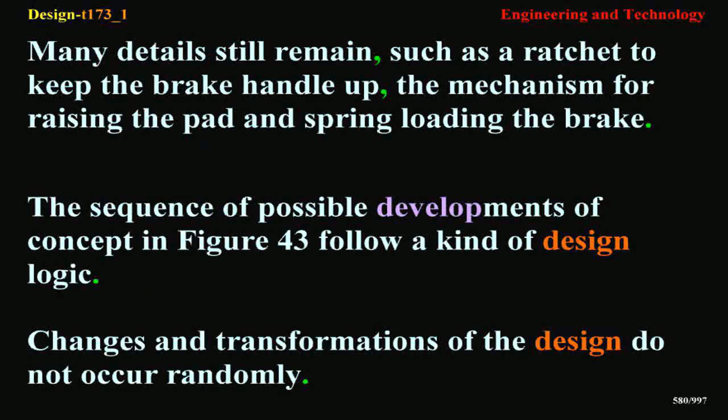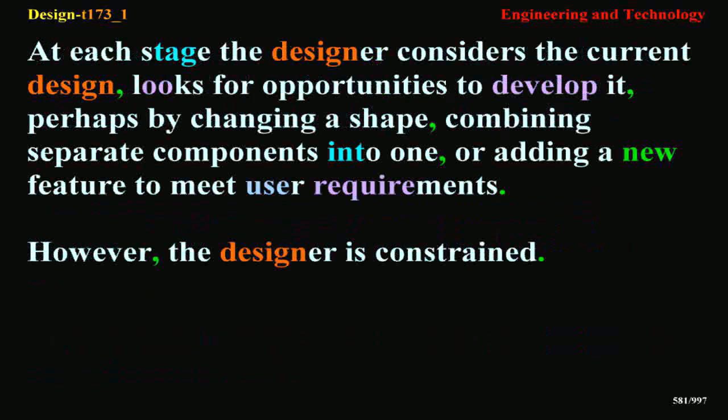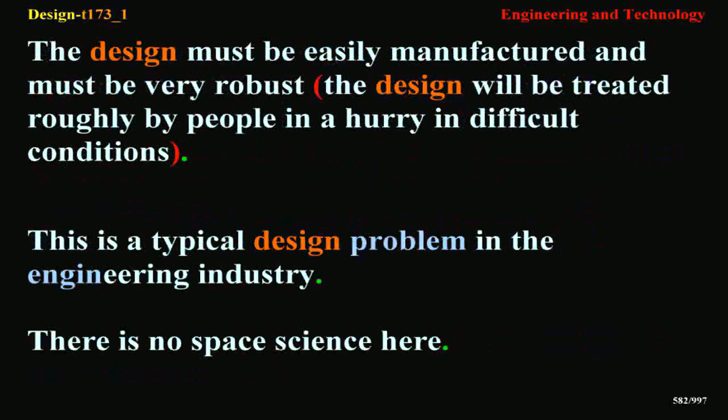The sequence of possible developments of concept in figure 43 follow a kind of design logic. Changes and transformations of the design do not occur randomly. At each stage the designer considers the current design, looks for opportunities to develop it, perhaps by changing a shape, combining separate components into one, or adding a new feature to meet user requirements. However, the designer is constrained. The design must be easily manufactured and must be very robust. The design will be treated roughly by people in a hurry and difficult conditions.